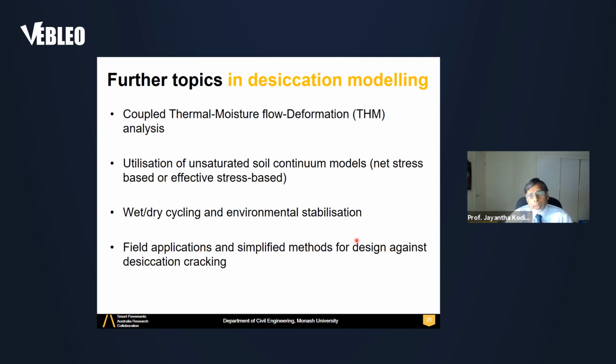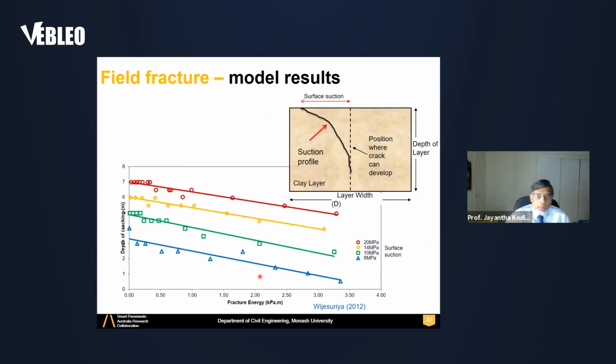So further topics in desiccation modeling that you need to consider: coupled thermal moisture flow deformation, or THM, utilization of unsaturated soil continuum models, net stress-based or effective stress-based, wet-dry cycling and environmental stabilization is a concept, and we can see how that happens. Field applications and simplified methods for design against desiccation cracking. So these are some of the topics one can pursue for future research.